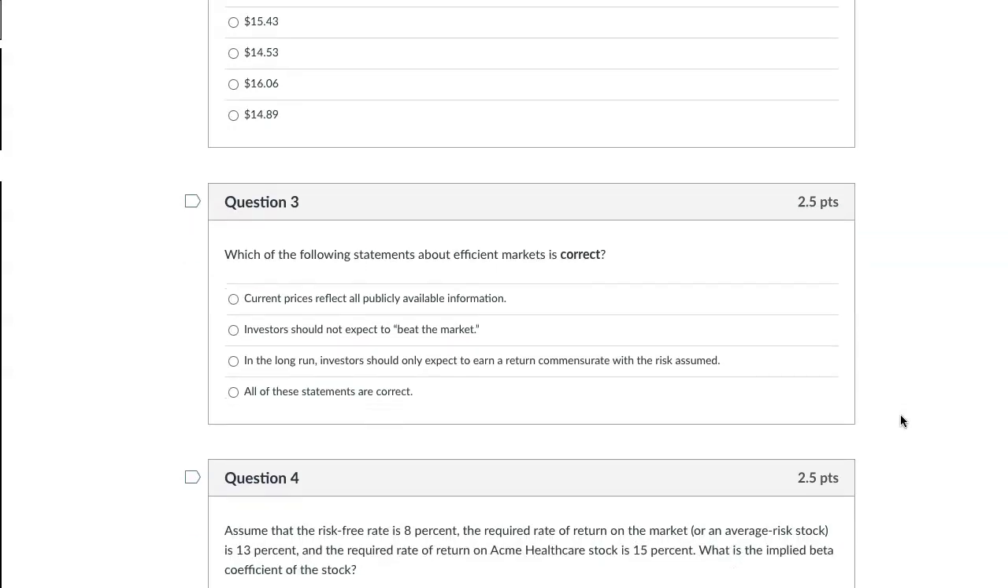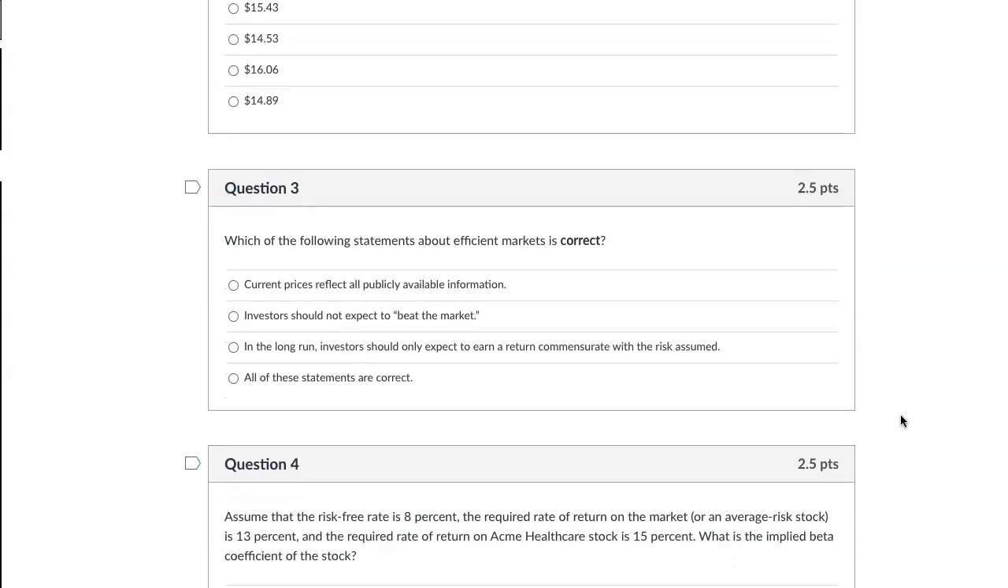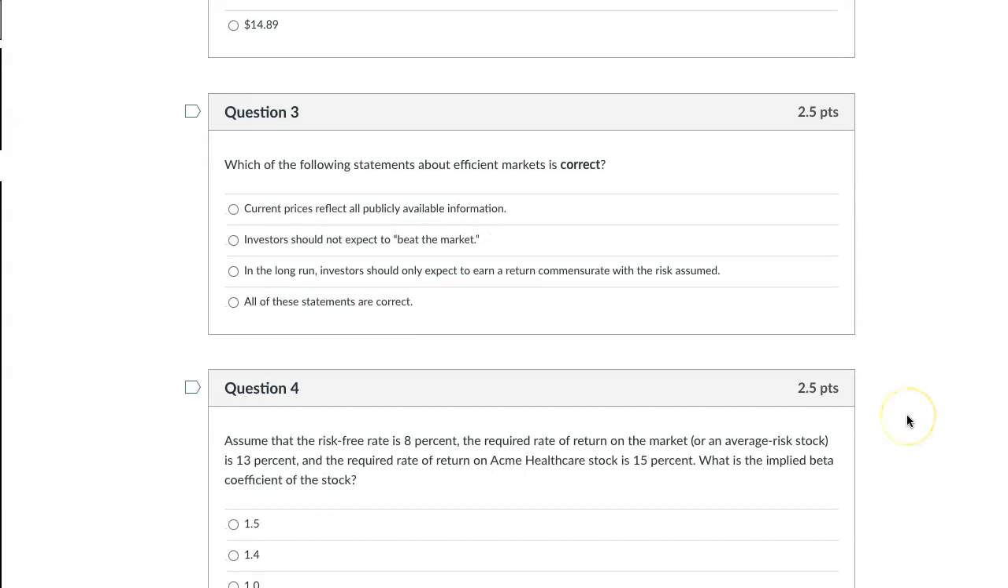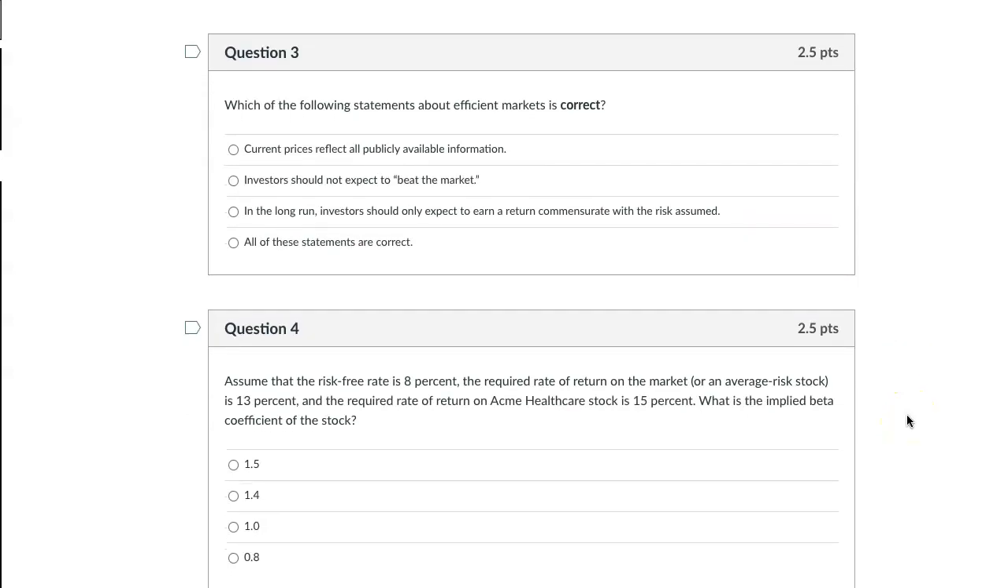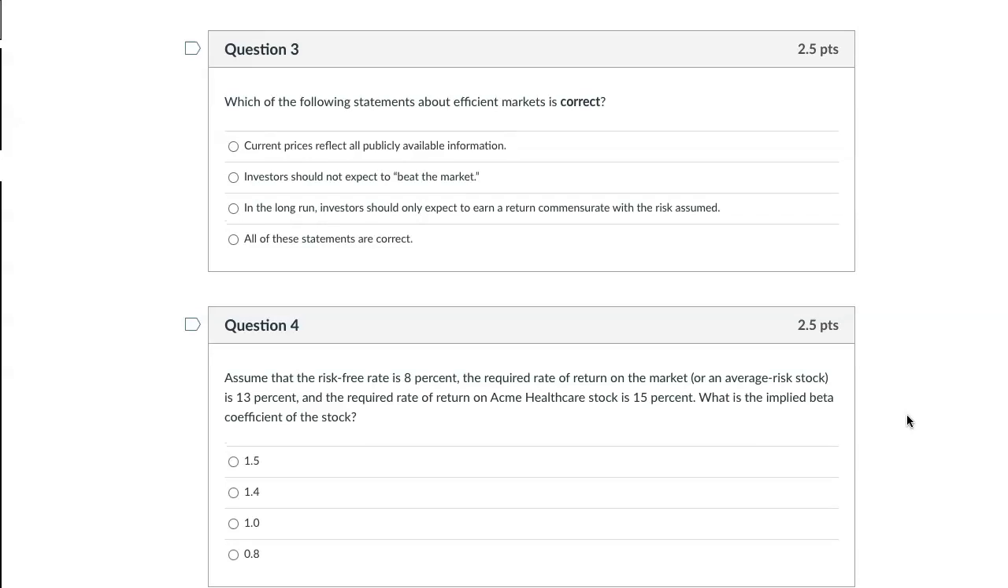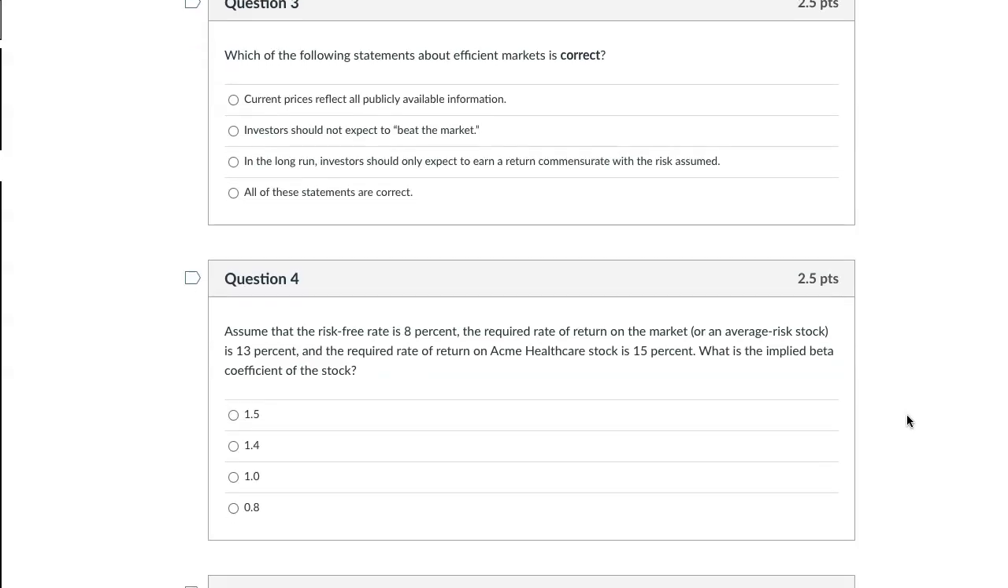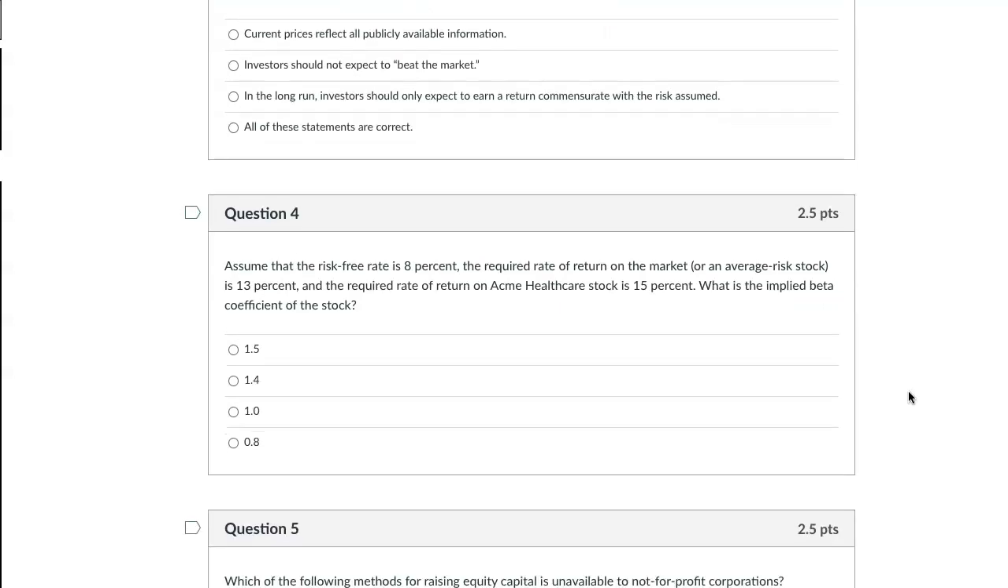Here's another no math question. Which of the following statements about efficient markets is correct? Okay, so again, eliminate the incorrect ones, make sure what makes sense, the correct one, there you go. Of course, read all of the answers, because you never know. Who knows? Maybe all of them are correct. Double check here. Yes. Okay, maybe, yes. Yeah.